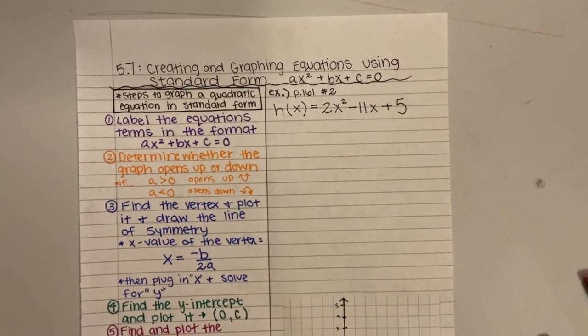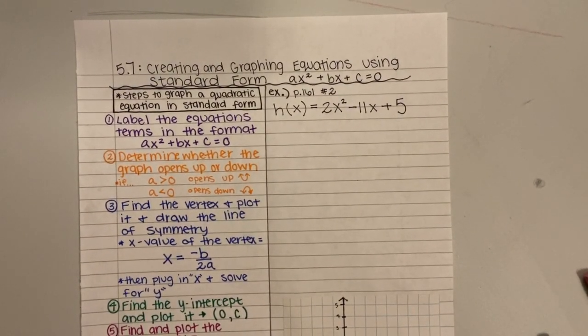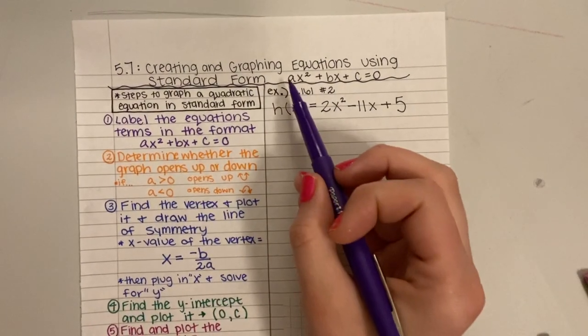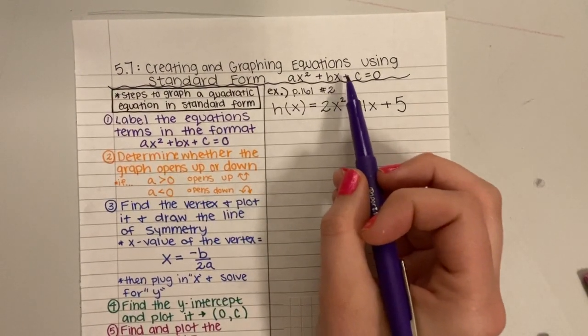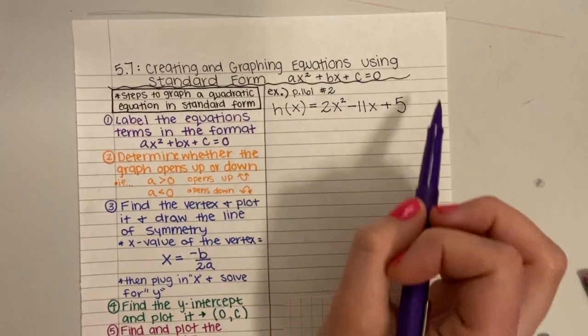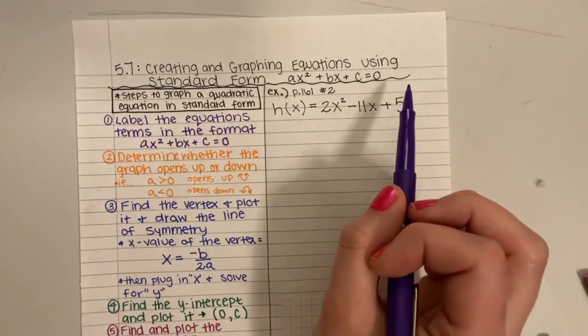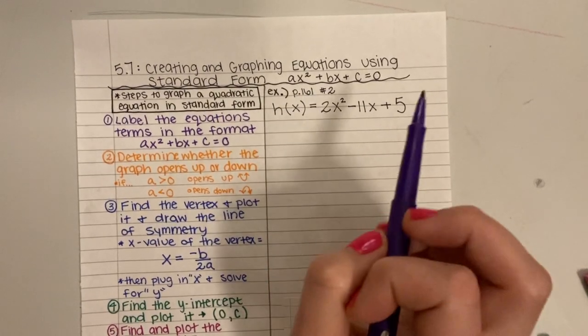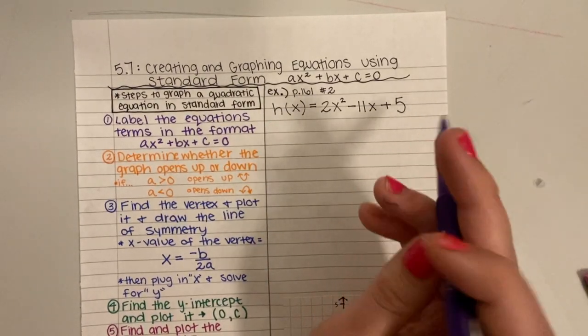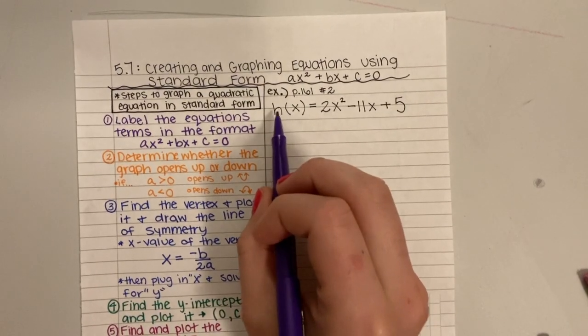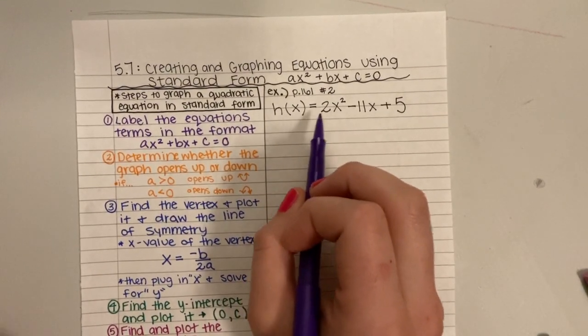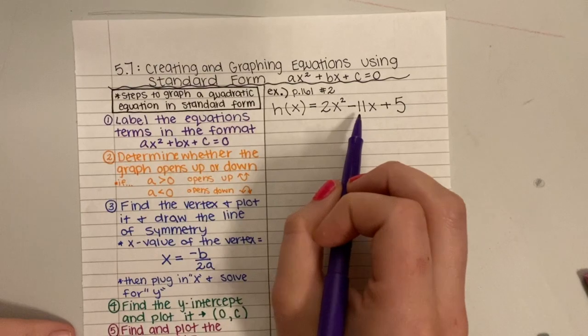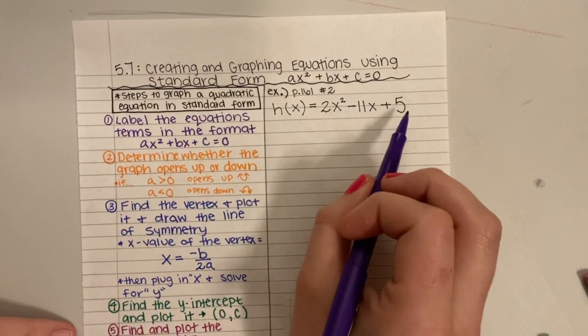Now we're going to look at creating and graphing equations using standard form. So remember, our standard form has the function in the format ax squared plus bx plus c. The example we're going to look at today is example number 2 on page 161 in our workbook, and it's h of x equals 2x squared minus 11x plus 5.